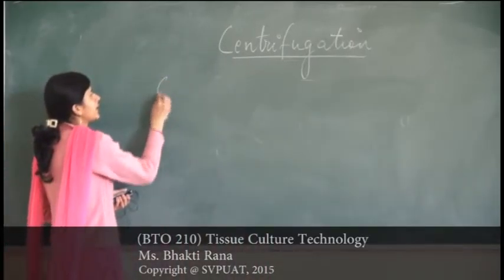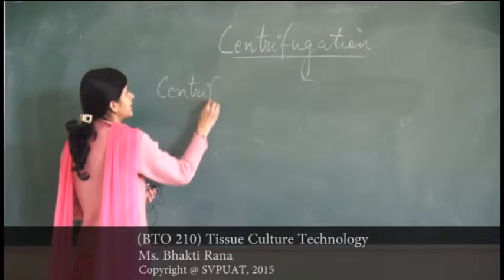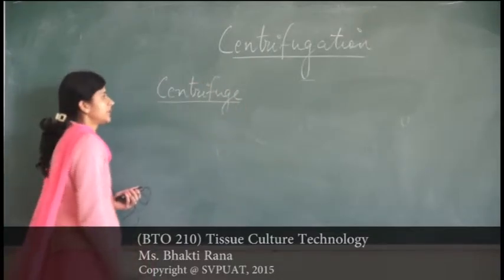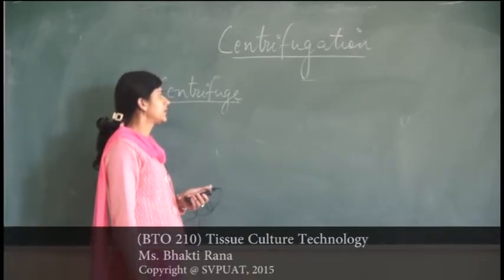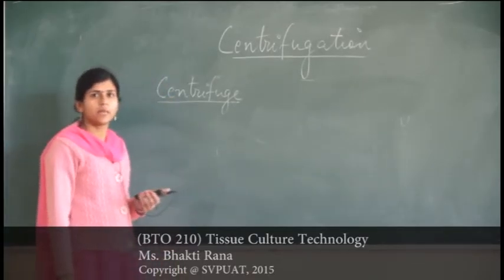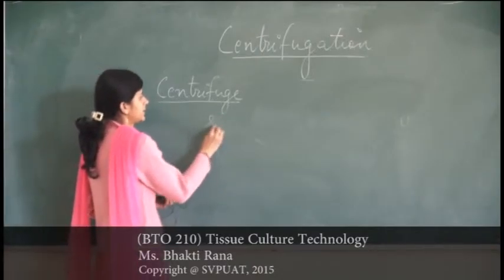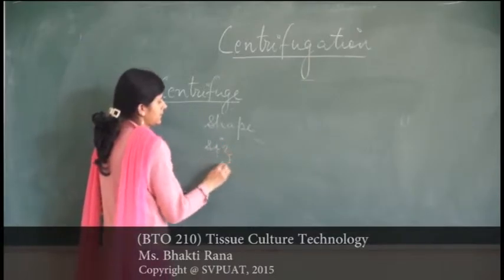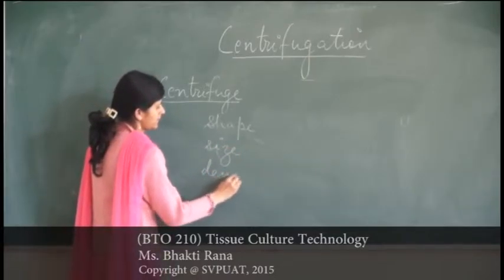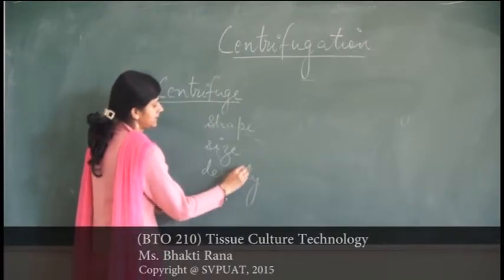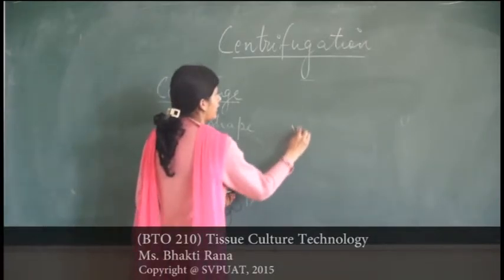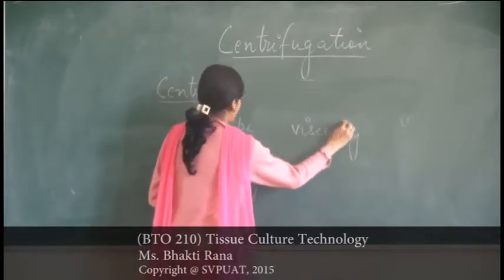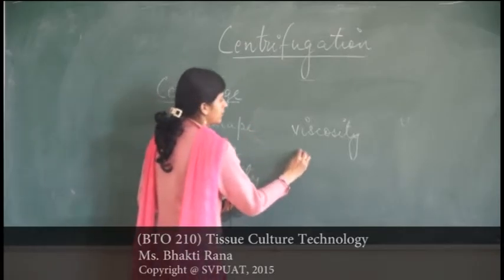Next, what is the instrument related to centrifugation? It is the centrifuge. A centrifuge is a device which separates molecules on the basis of shape, size, density, then you have viscosity, and then rotor speed.